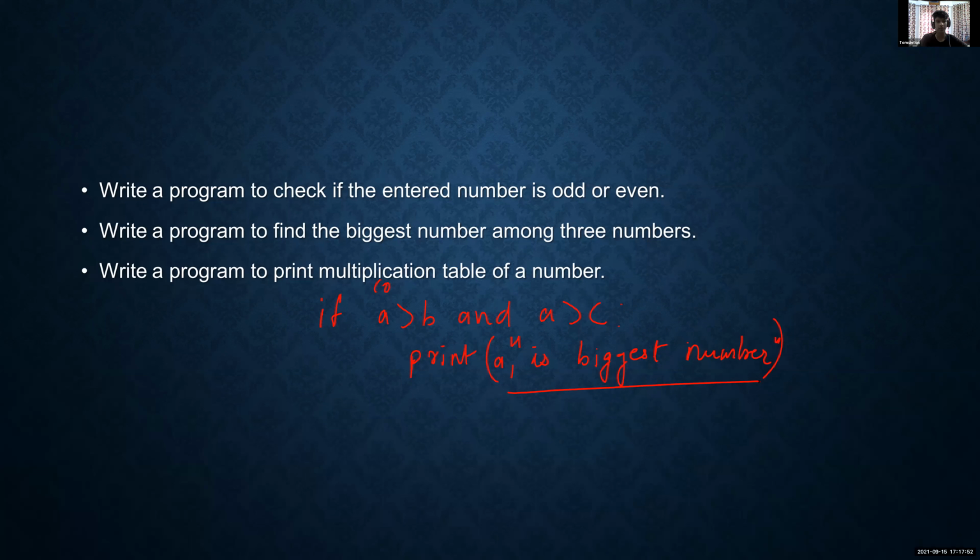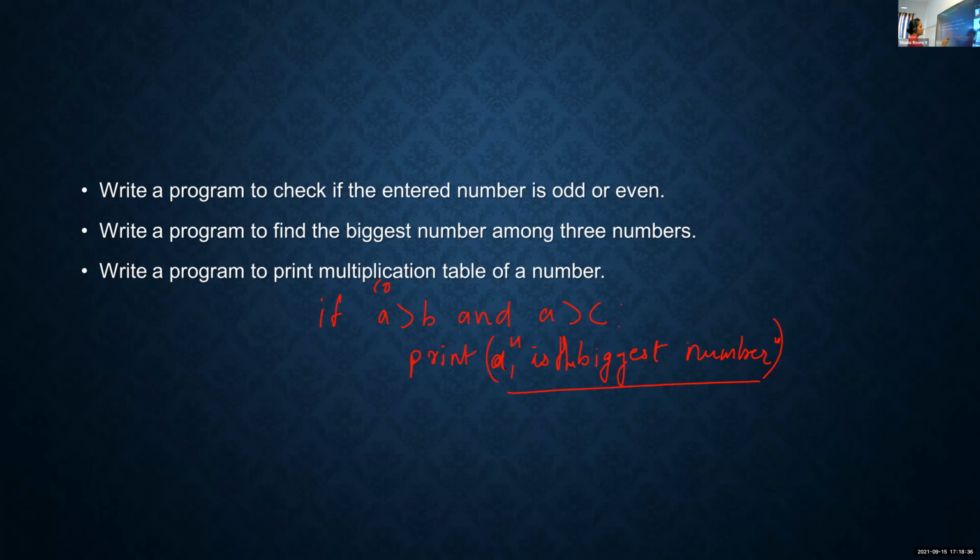Instead of A, here there are no double quotes. If there is a double quote, it will print like this, that is A is the biggest number. Here there are no double quotes, here we are simply using A. Then what happened? Will it print a character? No, if there are no double quotes it will print the content. Here what is the content of A? 10. Okay, so it will print 10 is the biggest number.